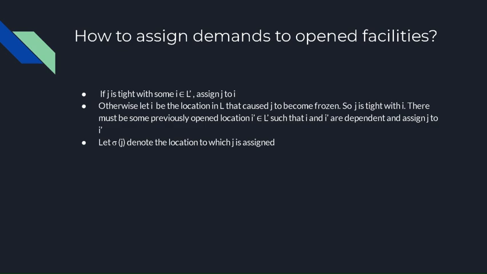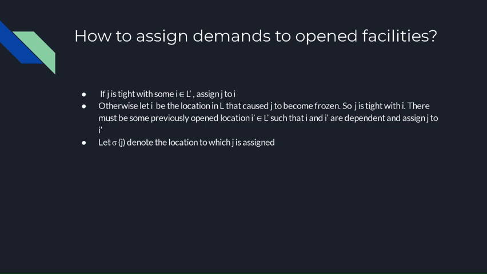Now this only told us which locations to open facilities at, but we also need to assign the demands to the facilities. So how to do that? Here we'll have two cases. First case is that J is tight with some I which is already in L dash. So in that case we'll just assign J to I and we are done.